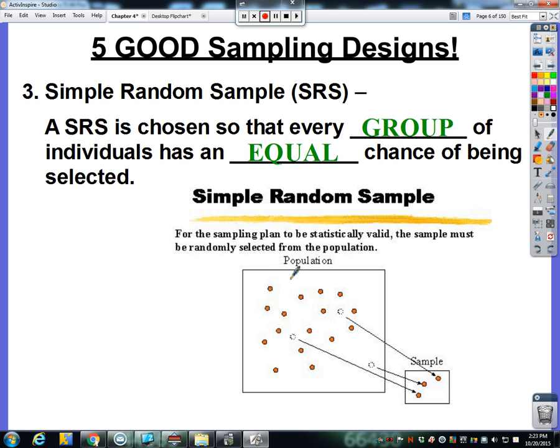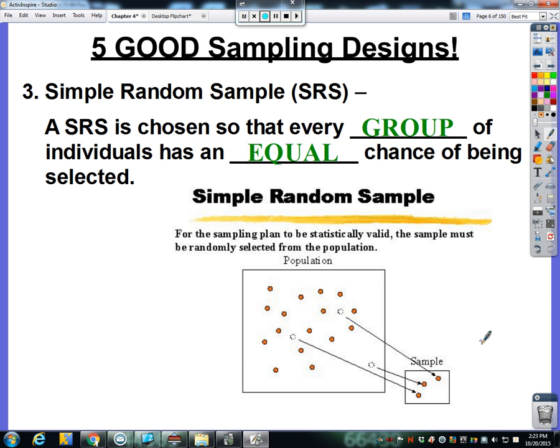So if this is our population here, and here's our sample, if we were wanting to randomly select 3 people, well then here would be our 3 randomly selected people. Now, this sample of size 3 has the same probability of being selected as any other sample of size 3.